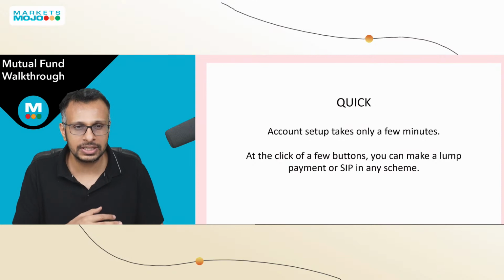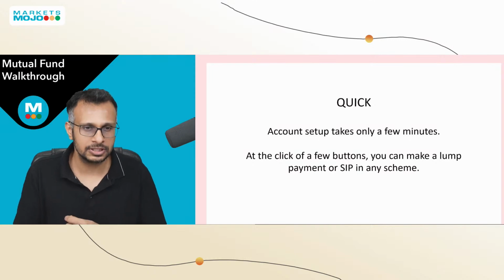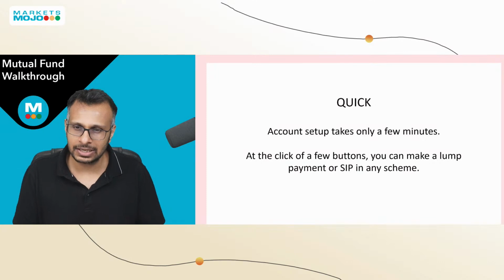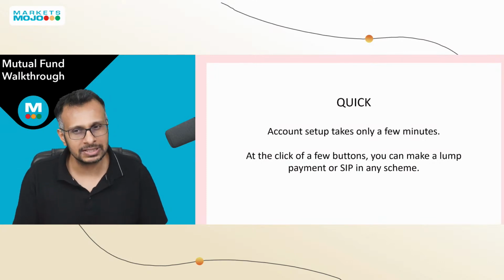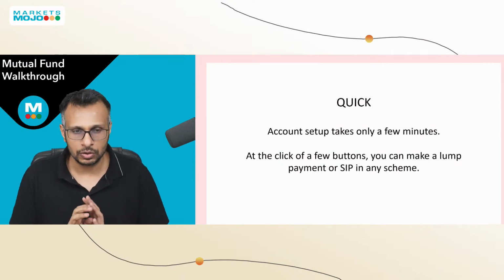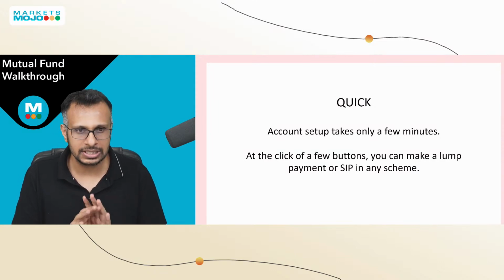It's quick. It only takes a few minutes to set up your account. When you start, you just need your PAN card, your bank account number and your mobile phone, because there are going to be some OTPs that you'll have to put in. This is all regulatory procedure and it's pretty standard now. It takes around 2-3 minutes. That's all. Once the account is set up, within seconds you can transact across any mutual fund on the platform.